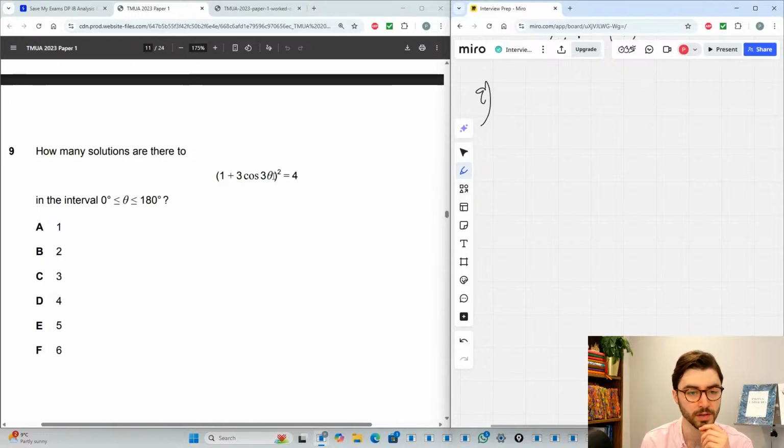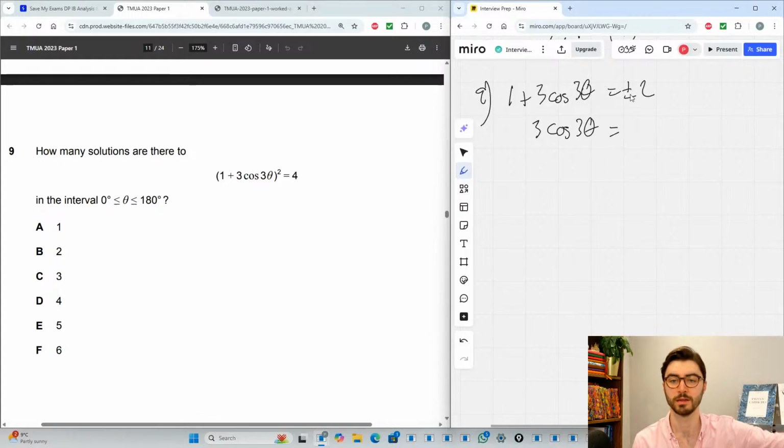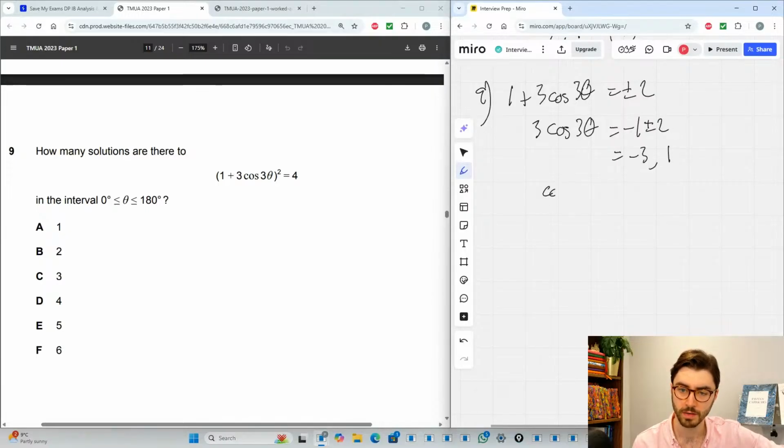How many solutions are there to that in that interval? Okay, so 1 plus 3 cos 3 theta is plus or minus 2, which means that 3 cos 3 theta is minus 1 plus or minus 2. So you can have minus 3 on one end, or you can have 1 on the other end. So cos of 3 theta is going to be equal to minus 1 or a third.